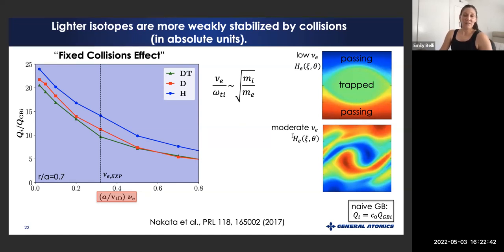However, here we further find that lighter isotopes are more weakly stabilized by the collisions. So as noted first by Nakata, this is consistent with the fact that the ratio of the electron collision rate to the ion transit frequency scales as the square root of the ion mass, and thus the collisions are less effective at stabilizing the turbulence drive as the ion mass decreases from DT to D to H, as we see here. So we will refer to this as the fixed collisions effect.